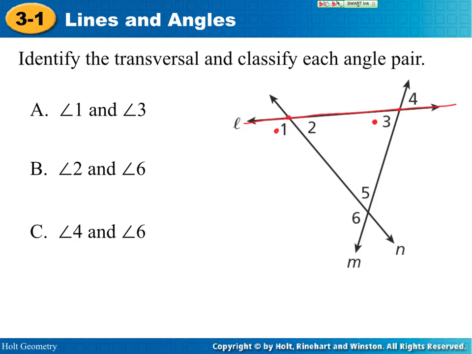Okay, now can you pick out the pair of lines and the transversal? Are 1 and 3 corresponding angles? Are they alternate interior, alternate exterior, or same side interior? Okay. Can you pick out corresponding? They are in the matching position, so they were corresponding.